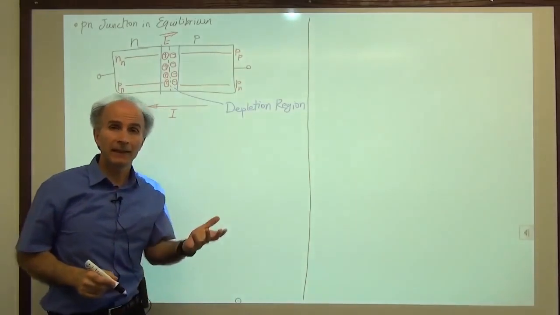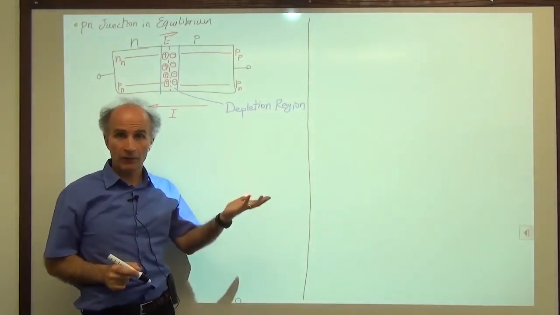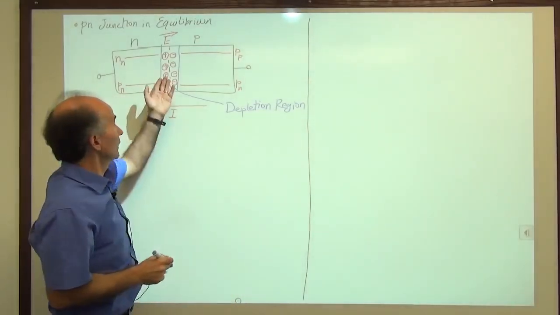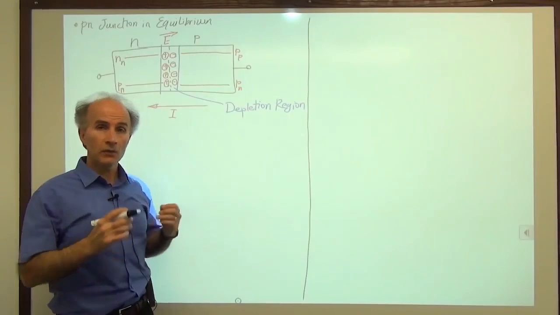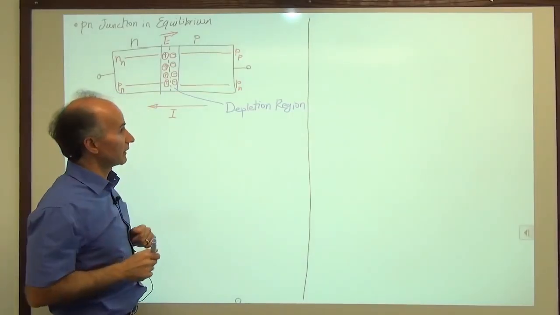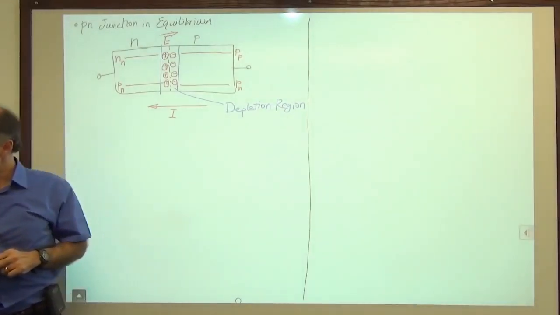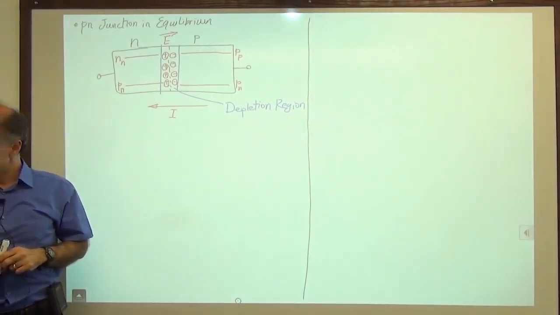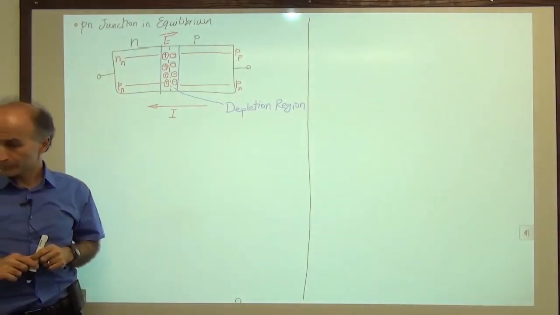It means it's depleted of free charge carriers. We don't have any free charge carriers left here because we have only positive ions. Ions are not able to move around, so we don't have any charge, we don't have any current conduction. All right, that's what we call the depletion region, and we see that we have an electric field.